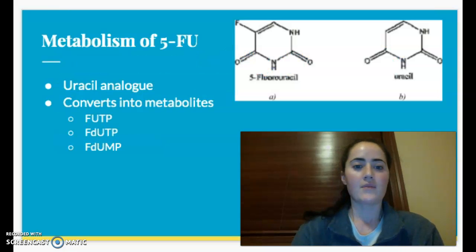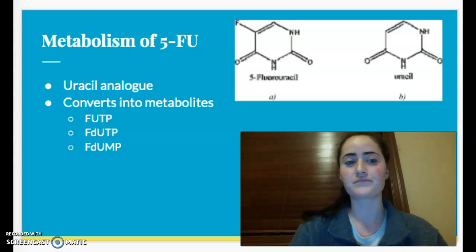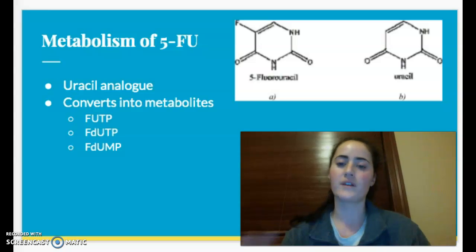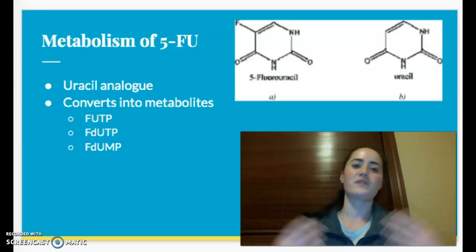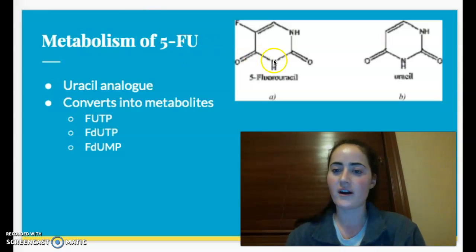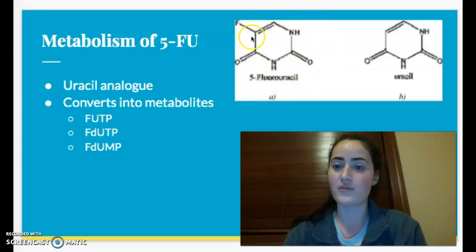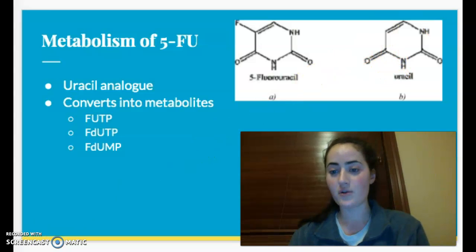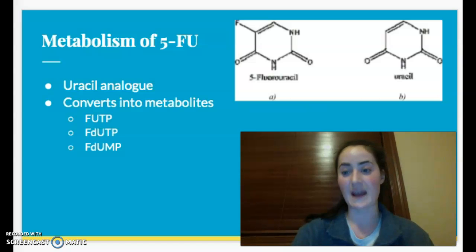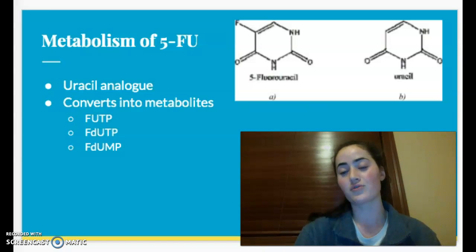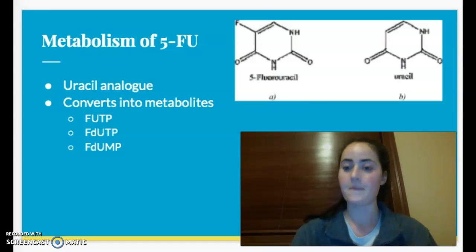So to start off with, I just wanted to say that fluorouracil, also called 5-FU, is actually a uracil analog. So what does that mean? As you can see from the structure, this is 5-FU, and it very closely resembles the structure of uracil. For those who may not know, uracil is a building block in RNA. It also closely resembles thymine, which is a crucial component and building block of DNA.